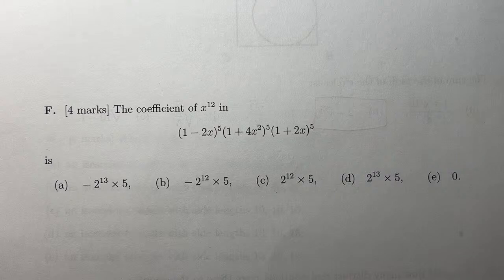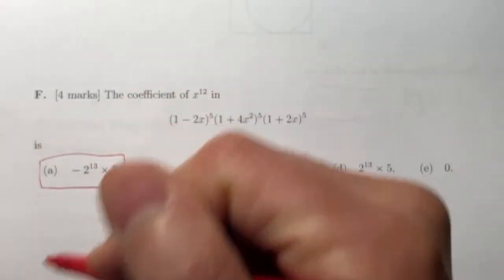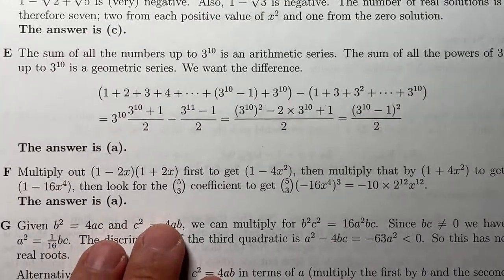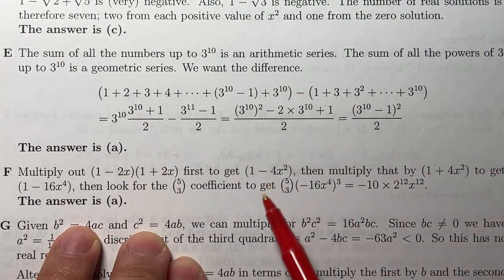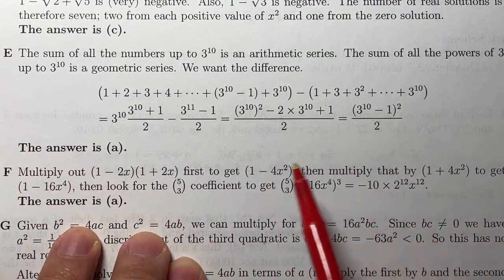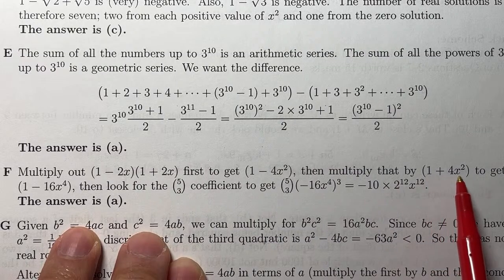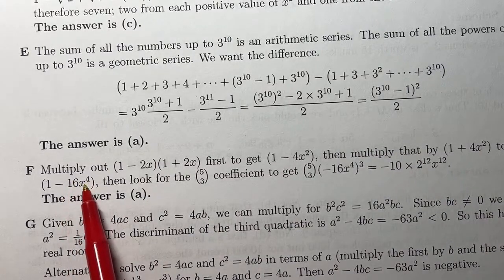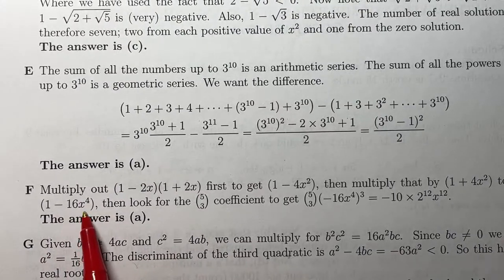Okay, ready? I will tell you guys what the answer is. The answer is indeed A. This is a fast way to do it. Well, this is the solution's way. You multiply out the 1 minus 2x and also the 1 plus 2x inside because they are all to the fifth power. So that will be this. And then you can further multiply with 1 plus 4x squared. So it's just this thing to the fifth power. 1 minus 16x to the fourth power.